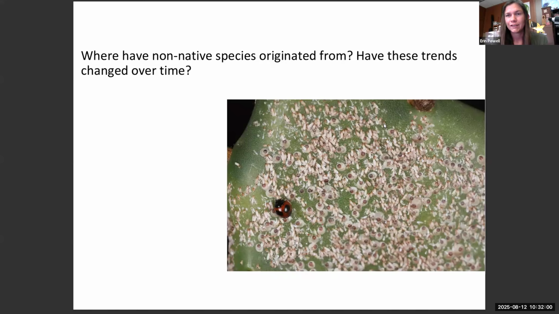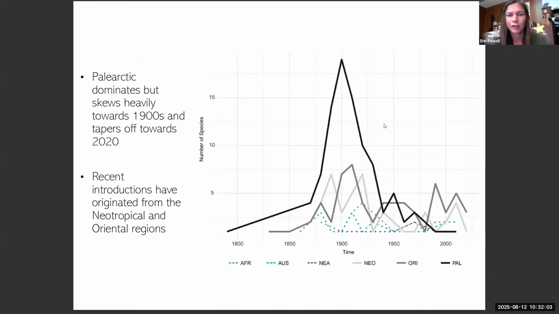So where are the invasive scale insects coming from? For a long time, we were getting a lot of our invasive scale insects from Europe or the Palearctic regions. And this had a lot to do with colonialism, where we were bringing in a lot of commodities from Europe as we colonized the United States. These days, we are doing a lot of trade with neotropical regions like South America and the Oriental regions, so some of the Asian countries. And in turn, we have seen a shift in scale insect origins, from coming mostly from Europe to now coming a lot from neotropical or Oriental regions.